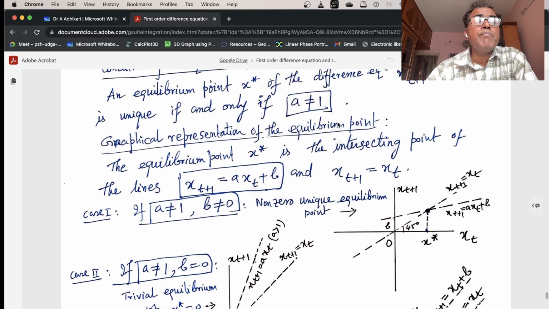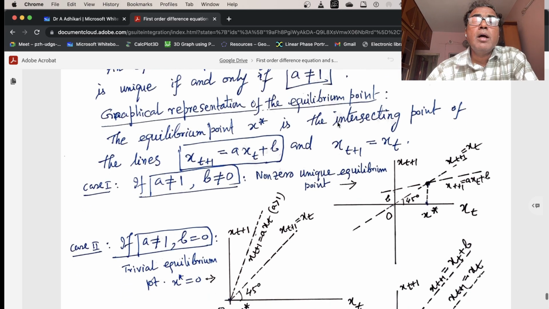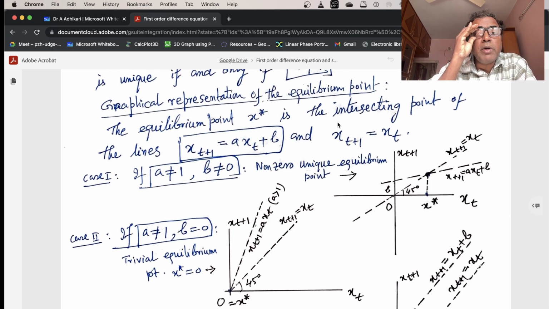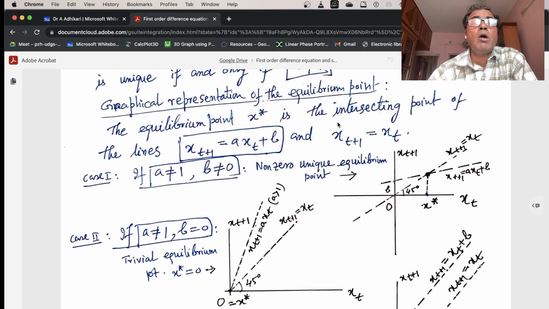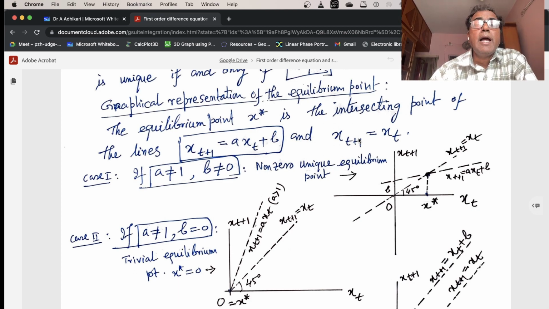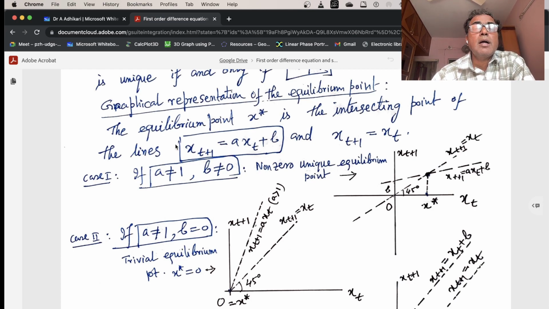Now, graphical representation of the equilibrium point. The graphical meaning of this equilibrium point x star is the intersecting point of the lines xt plus 1 equal to axt plus b and xt plus 1 equal to xt. We call this the diagonal passing through origin, and this is the reproduction curve xt plus 1 equal to axt plus b. So intersecting points of the reproduction curve and the diagonal are the equilibrium points of the system.